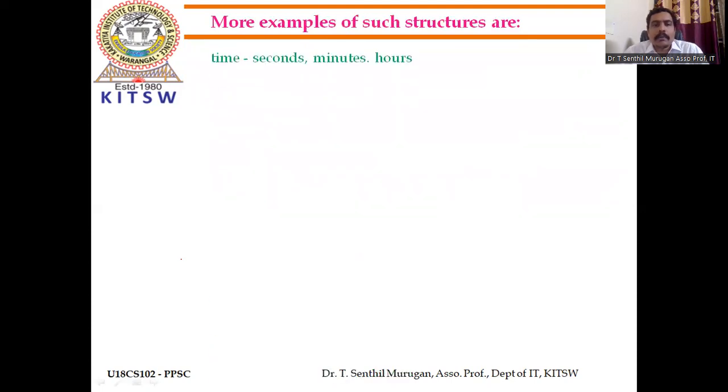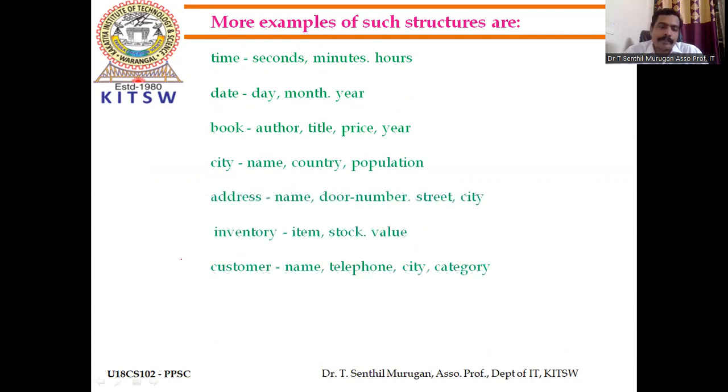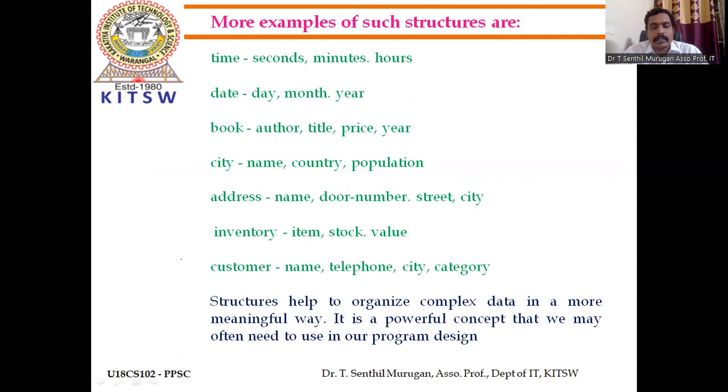More examples: if you want to represent time, you need seconds, minutes, and hours. Like a date: day may be an integer, month may be a character array, and year may be an integer. Like book details: author may be character, title may be character, price may be float, and year may be integer. Like that, collections of different data types are represented using structures. These are the best examples for representing structures.